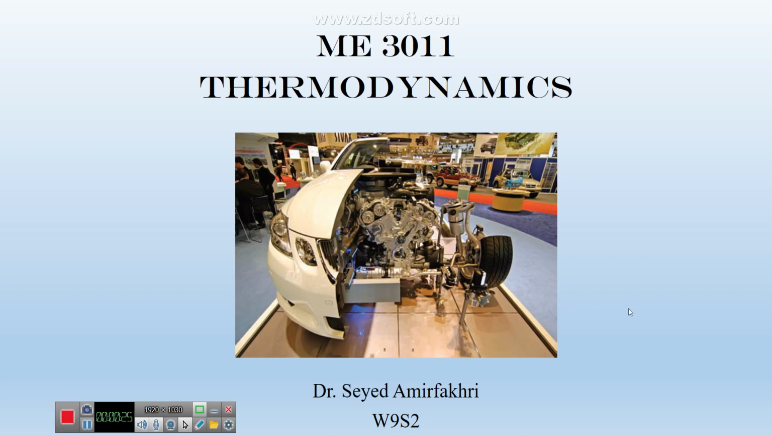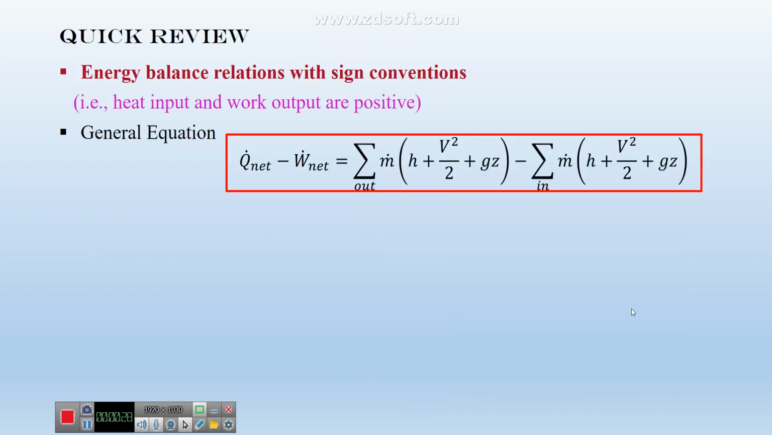So, as a short summary, we discussed the general equation for energy balance of open systems. So for the open systems, you can write Q net minus W net equals to the sigma m dot out times enthalpy, kinetic energy, and potential energy minus the sigma m dot in times enthalpy, kinetic energy, and potential energy.